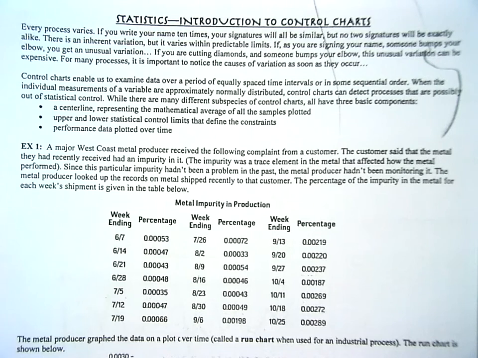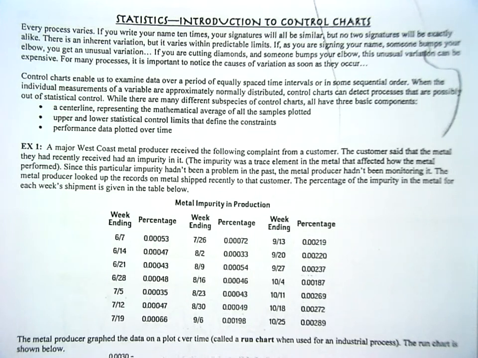For many processes, it is important to notice the causes of variation as soon as they occur. Control charts enable us to examine data over a period of equally spaced time intervals or in some sort of sequential order. When the individual measurements of a variable are approximately normally distributed, control charts can detect processes that are possibly out of statistical control.